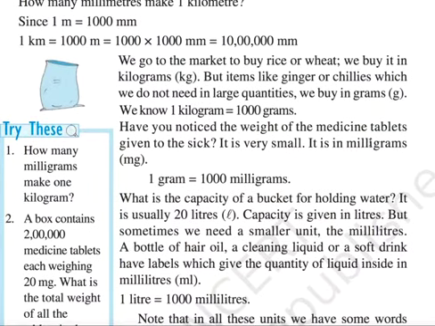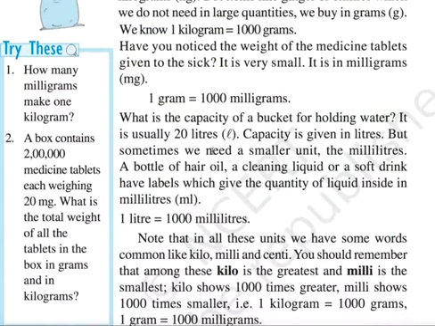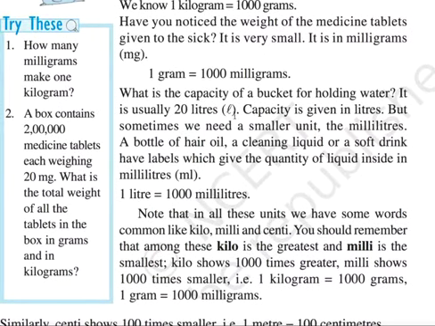Have you noticed the weight of the medicine tablets given to the sick? It is very small. It is in milligrams. So 1 gram is 1000 milligrams. What is the capacity of a bucket for holding water? It is usually 20 liter. Capacity is given in liters, but sometimes we need a smaller unit, the milliliter. A bottle of hair oil, a cleaning liquid or a soft drink have labels which give the quantity of liquid inside in milliliter. 1 liter is equal to 1000 milliliter.